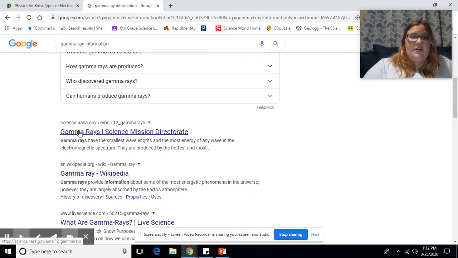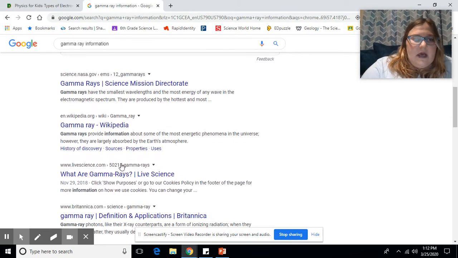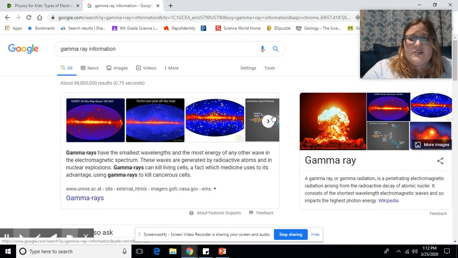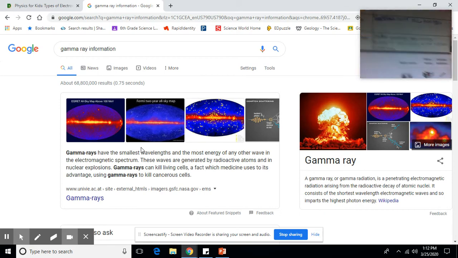I have Science Nova I could go to. I try to stay away from Wikipedia. It's not good. It's a lot of answers that people can go in and change. Live Science, Botanica, all different places where you can get your information. It's also kind of cool because it shows you different pictures of the thing. So this is basically what I did for the general information.